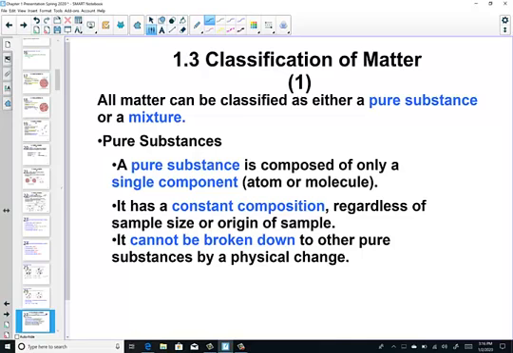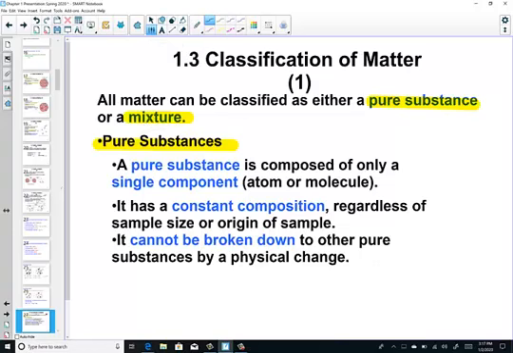So in our next section, we're going to talk about the classification of matter. One of the very first classifications is recognizing if it is either a pure substance or a blend of many things called a mixture. Let's classify and talk deeper about the first of the two choices, called a pure substance. You're either pure or a mixture. We have to start somewhere, so let's talk about pure substances first.